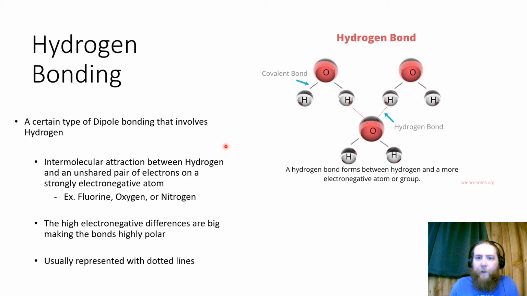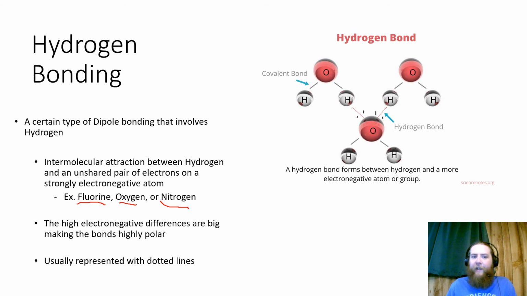And this is between a hydrogen and an unshared electron pair, remember these little unshared electrons on these oxygens from our Lewis structures, on a strongly electronegative atom. So these are going to be atoms in the top right corner of the periodic table, not the noble gases. This is going to be things like fluorine and oxygen and nitrogen. Remember that fluorine is our most electronegative, so they're really going to like him. And oxygen they really like, and nitrogen they really like.